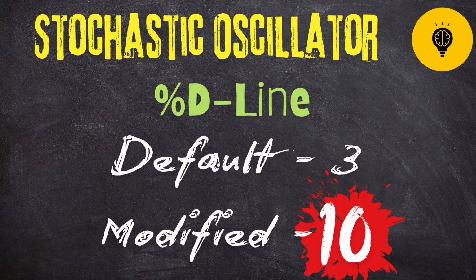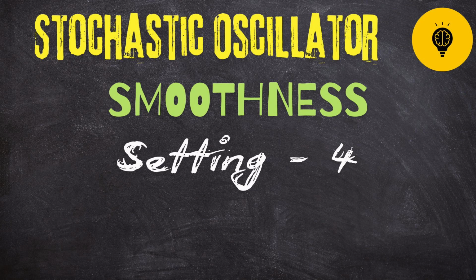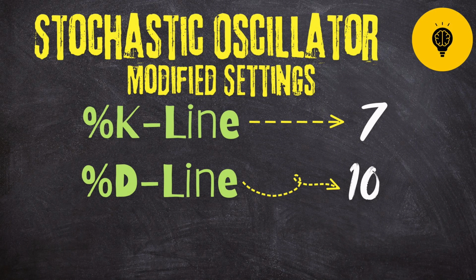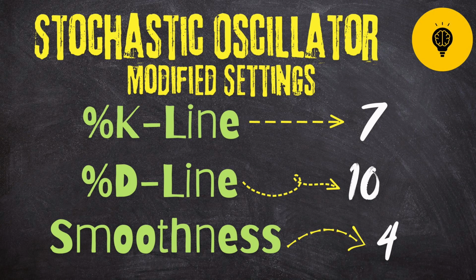There is a third parameter used for defining the smoothing for the oscillator. However, not all tools have this feature. In case your tool has it, use this as 4. So what have we used? We have used 7 for the K line, we have used 10 for the D line, and we would be using 4 periods for smoothing. Let's take a pause here.